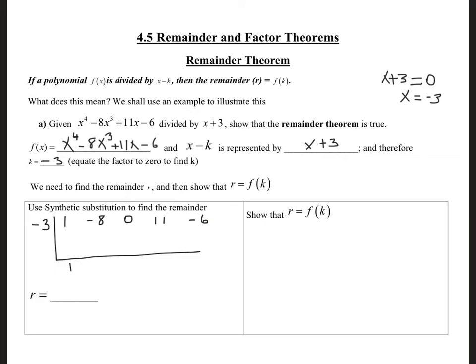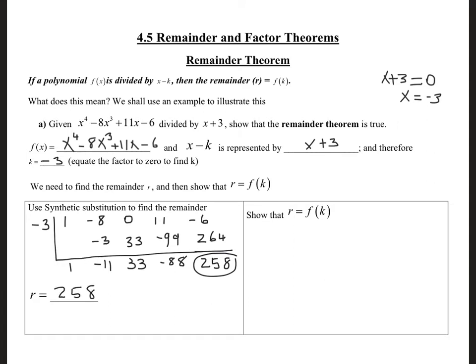So this is going to be 1. This is going to be negative 3. This is going to be negative 11. So this is going to be positive 33. So this is going to be negative 99. And here I'm left with negative 88 times negative 3. That gives me 264. And when I add, I get 258. So that's the remainder, 258.